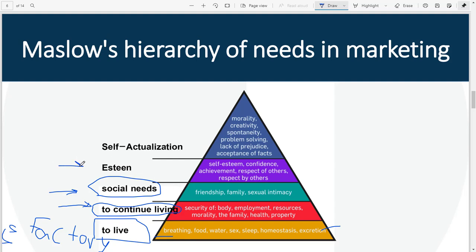Then we have esteem needs. Self-esteem. This is esteem. Self-esteem, confidence, achievement, respect by others, respect of others. This is what is going to be on this floor. And this is the most wonderful floor that we are going to care about and talk about. This is so important. This floor is important as hell.